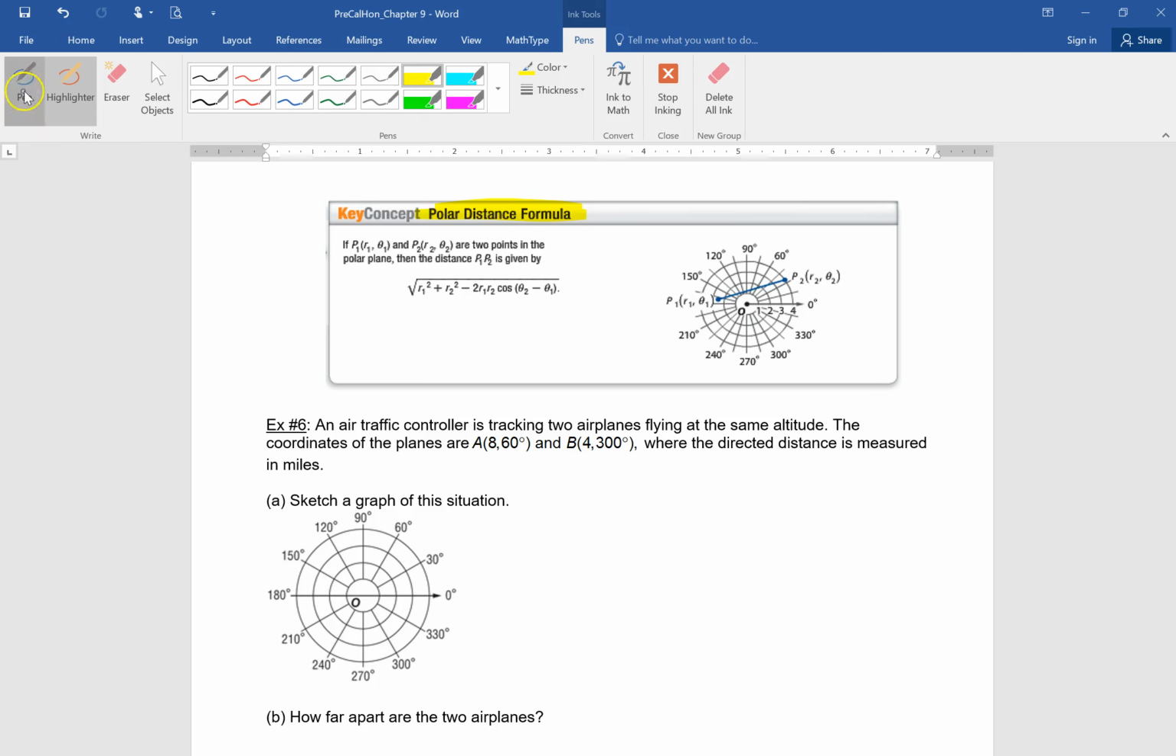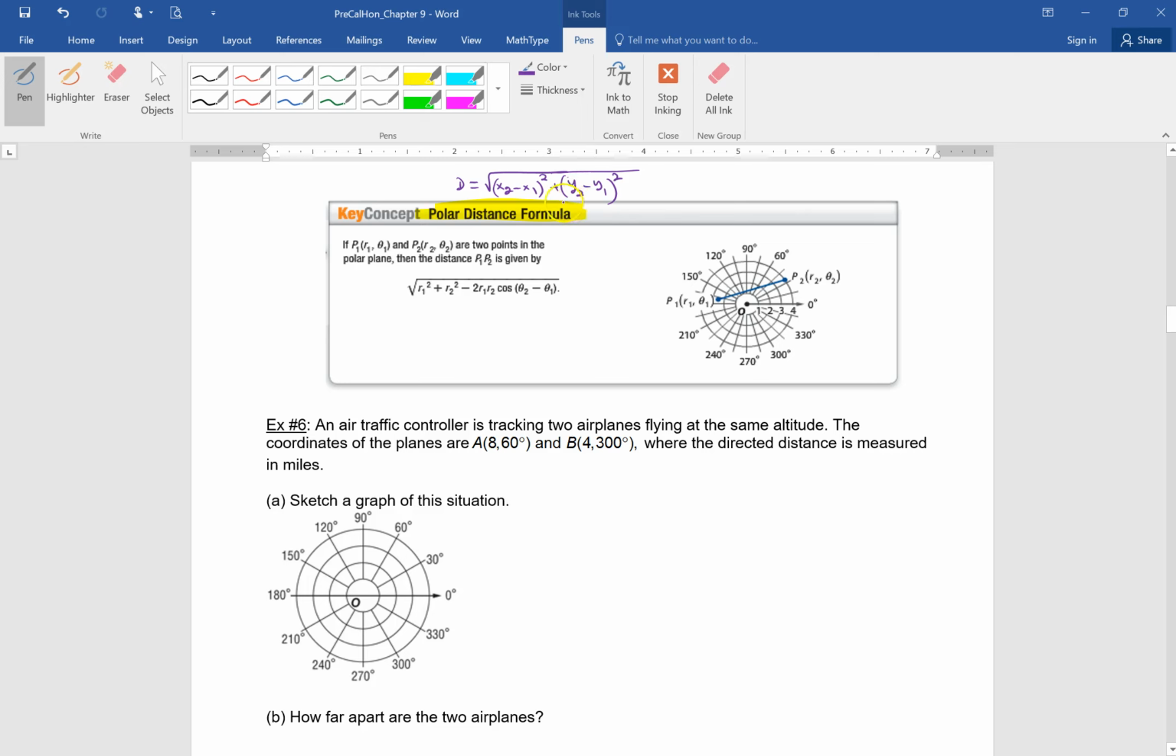So look at this. We know the distance formula in the rectangular system, right? It's the square root of x2 minus x1 squared plus y2 minus y1 squared. That's it, right? Well, what is this really? It's the distance between the two in the x coordinate. It's the distance between the two in the y coordinate.